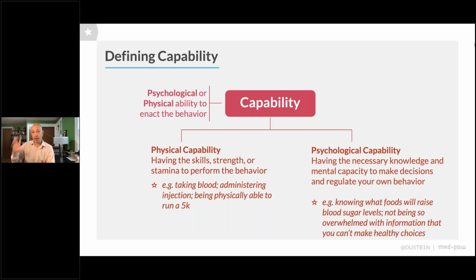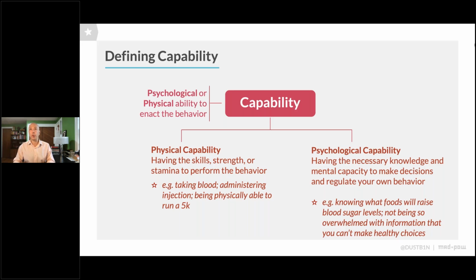When we think about psychological capability, we think about ensuring that people have the necessary knowledge and decision-making skills to regulate their own behavior. So do they know what foods will raise their blood sugar levels or affect hypertension, for example? And additionally, we can think about mental states as well.